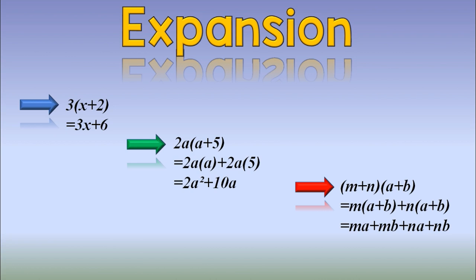As you can see, we first multiplied m with a plus b and then n with a plus b, and we got the answer ma plus mb plus na plus nb, and we cannot simplify it any further because we do not have any like terms here which we can add.